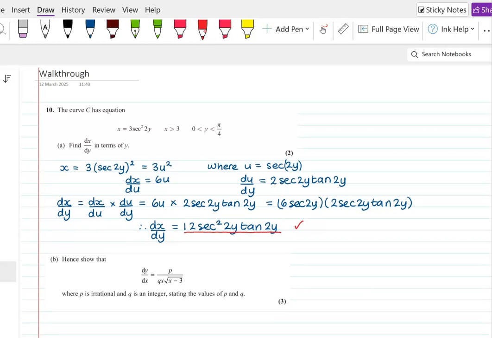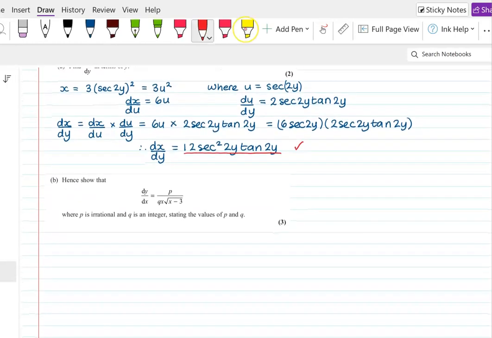Part B says hence. I've got to be really careful with the word hence, because when I see the word hence, I've got to use what I did previously in order to answer this question. If I completely use a different method, I'm not going to get any marks for that. It does say hence, I have to use what I've just shown. Okay, hence show that dy/dx is this fraction.